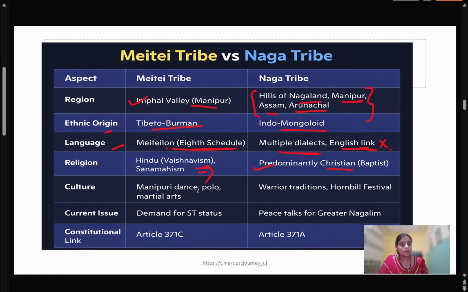Culture: Manipuri dance, polo, and martial arts, we all see. In the Naga, we have a warrior tradition and the Hornbill Festival of this Naga tribe. Very important.